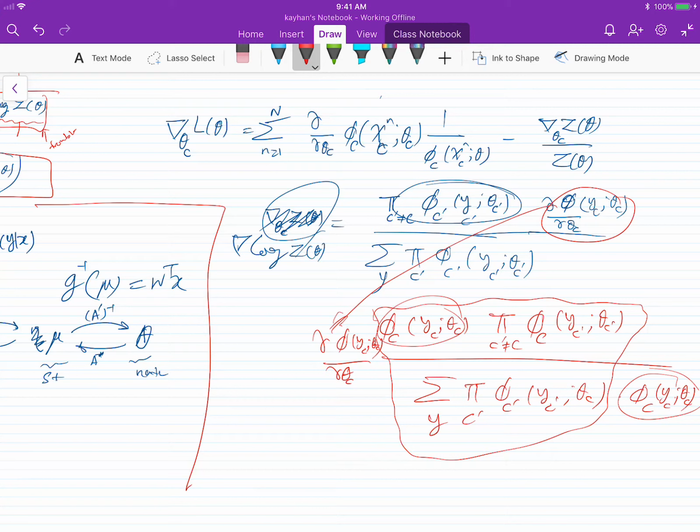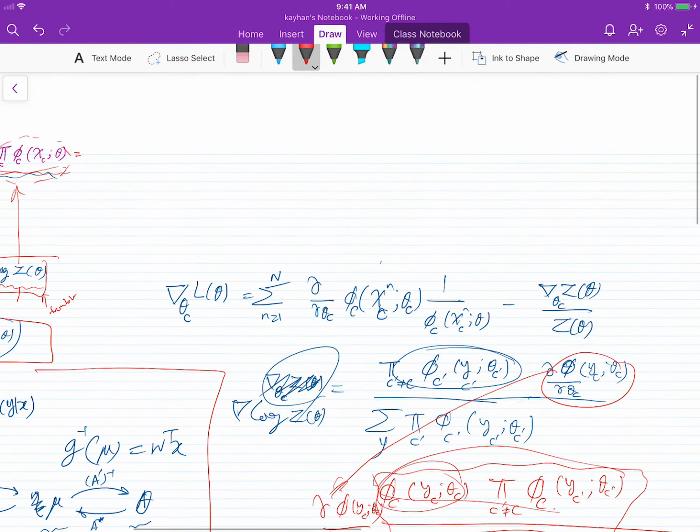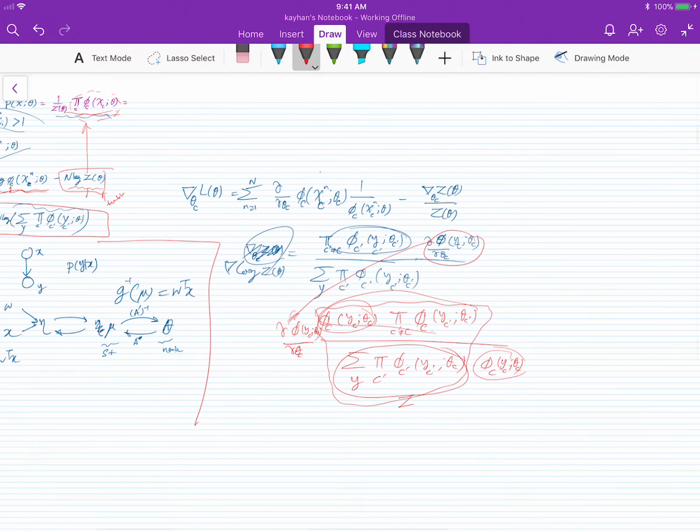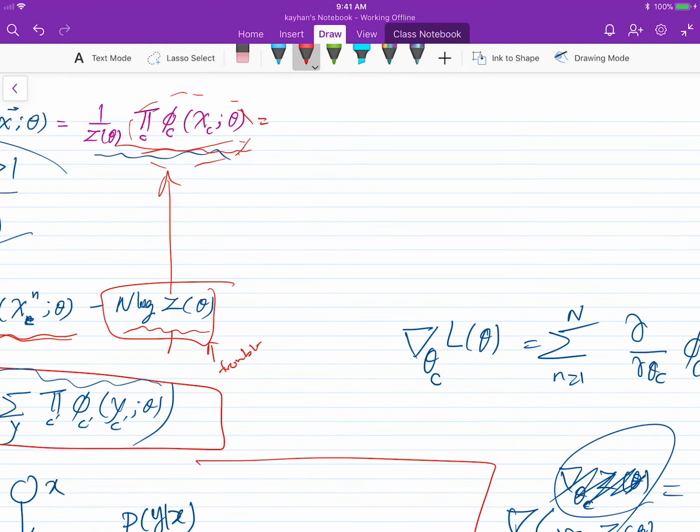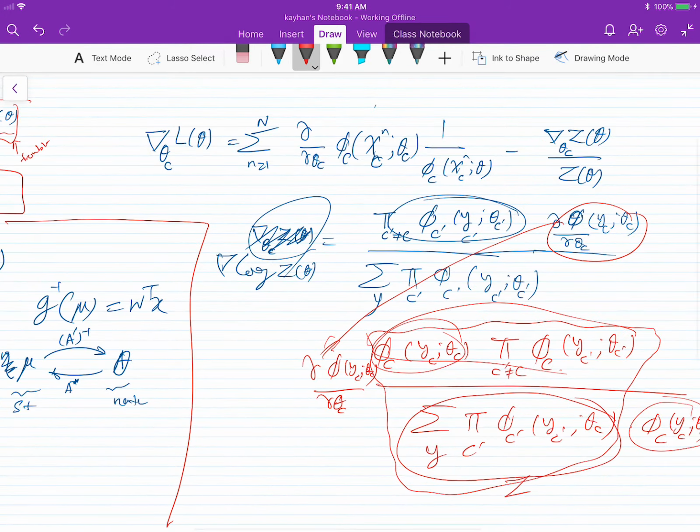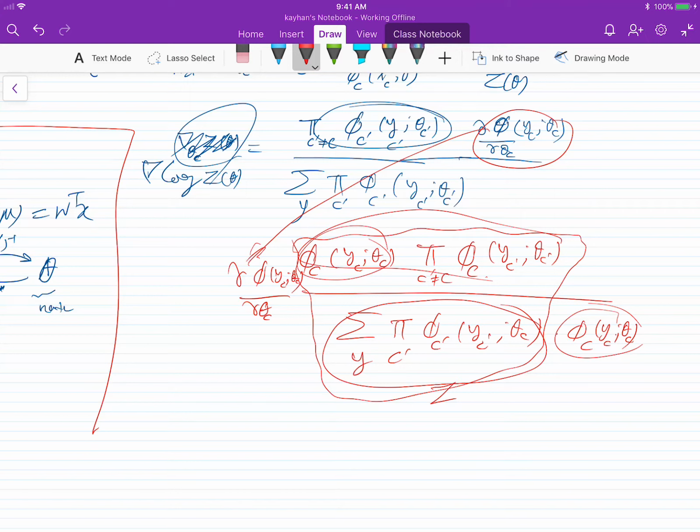Z? No, this term all together. So this is Z, I agree, and this is the denominator. What is it in total? P, right? Look at how my P looks. This is how my P looks: the multiplication of all of the cliques divided by Z. So again, I get the same thing: the denominator Z, and the numerator is all of the multiplication of all of the cliques except for some correction term.